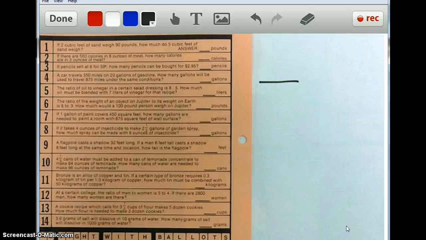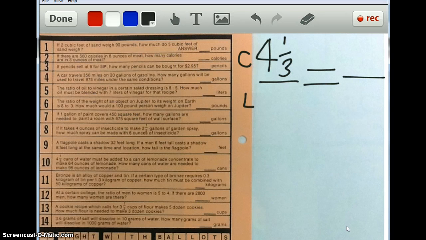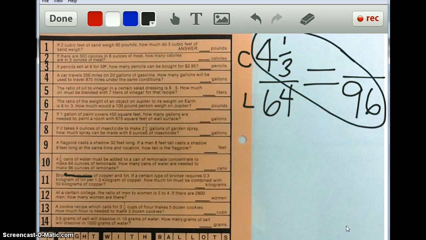Number 10, line equals a line. 4 1/3 cans of water must be added to a can of lemonade concentrate to make 64 ounces of lemonade. How many cans of water are needed to make 96 ounces? So I'm just going to put lemonade on the bottom and cans of concentrate up there. Now, I could have done it a different way. I'm just choosing this way because it works for me. So, cans of water, 4 1/3. And what does that match with? 64. Good. Then it says how many cans of water are needed to make 96 ounces of lemonade. So where does the 96 go? Got it right there. So I multiply those two.